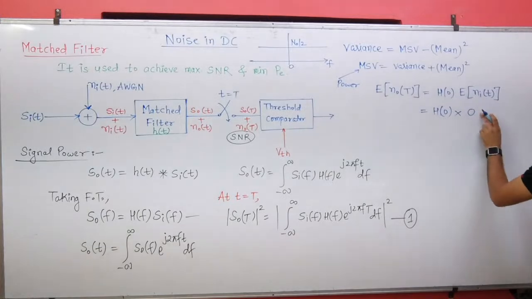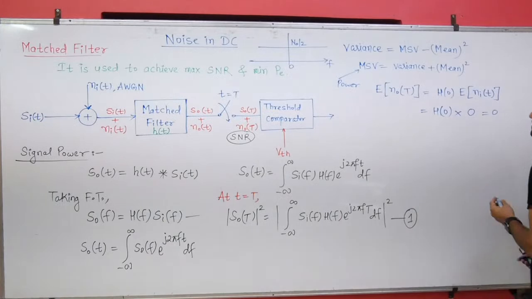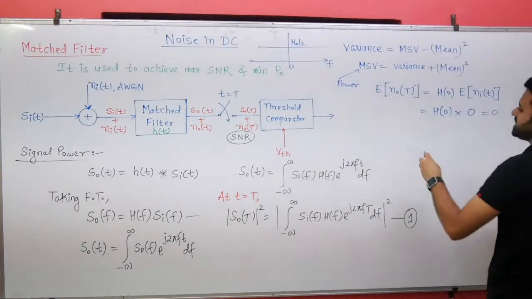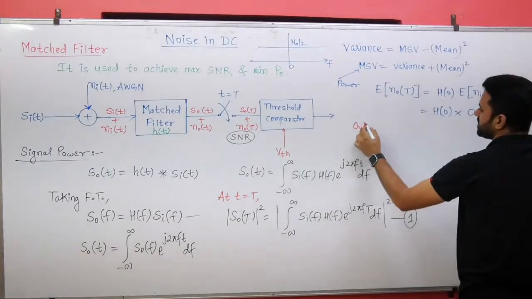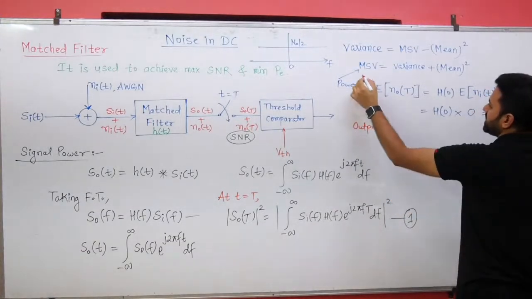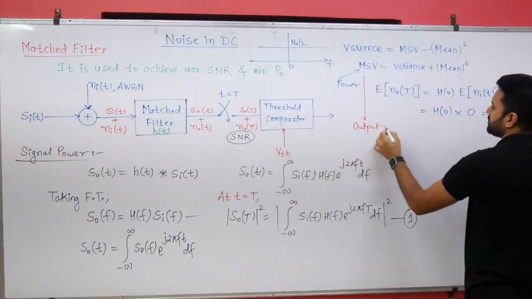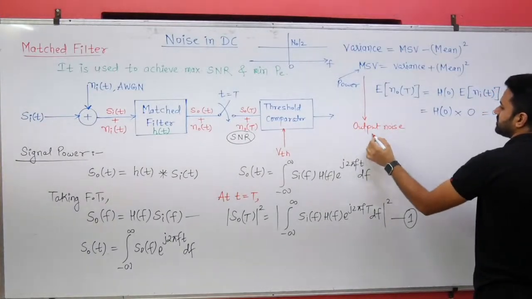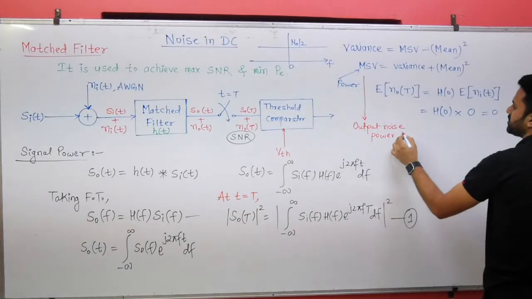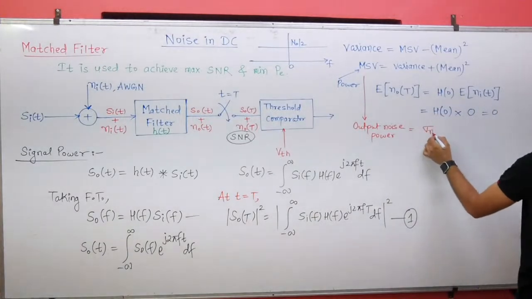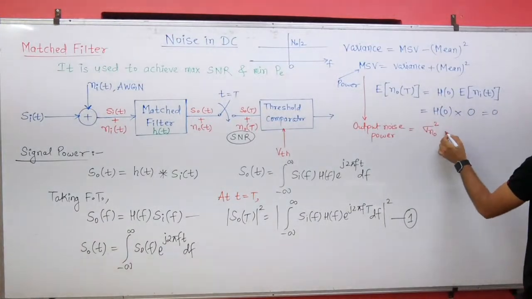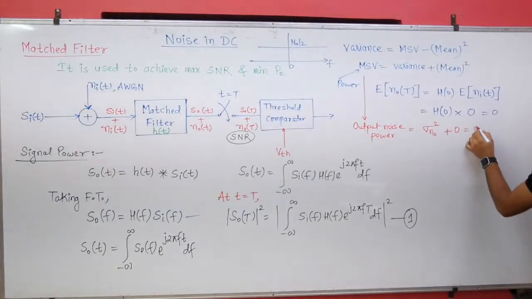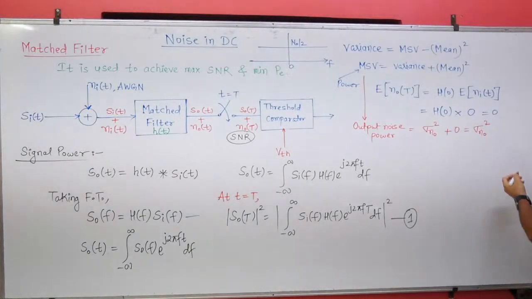So if the mean value of the input noise is 0, the mean value of output noise is also 0. The mean value of output noise is 0, then the mean square value, so output noise power from here, output noise power will be variance. Let us represent it by sigma n naught square, and the mean is 0. So the output noise power is represented by sigma n naught square.